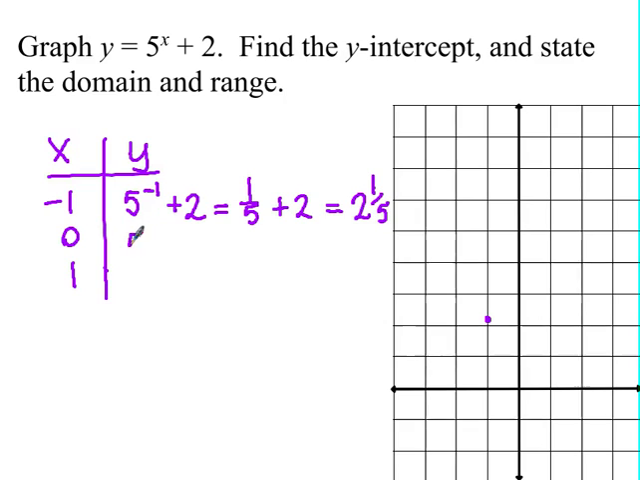So on this next one, I get 5 to the 0 plus 2. What's 5 to the 0? Plus 2 is 3. So I've got a 0, 3. This next one will be 5 to the 1st plus 2. So your answer is 7. So I've got a dot at 1, 7.